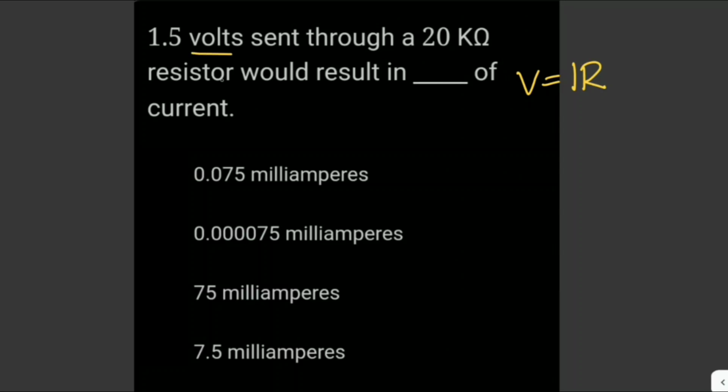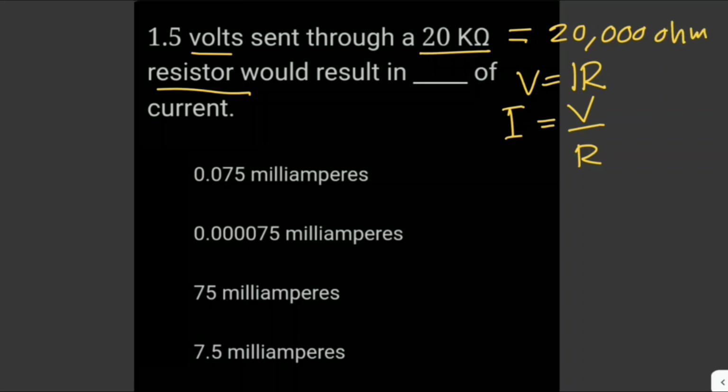So we're given the volts and then the resistance. So we just have to solve for the current. So by deriving the formula, current is just equal to voltage over resistance. So we're given here 20 kilo ohms, and 20 kilo ohms is just equivalent to 20,000 ohms. Now to solve for the current, we just plug in all the values given. So we have current equals 1.5 volts divided by 20,000 ohms.